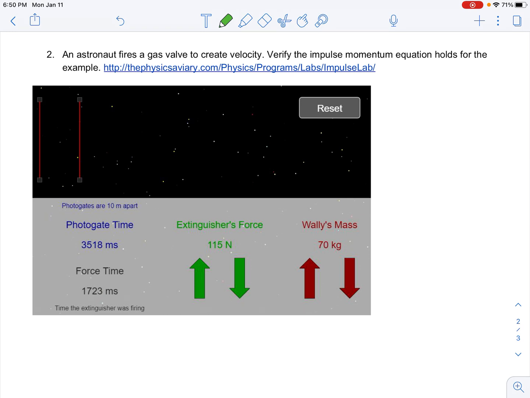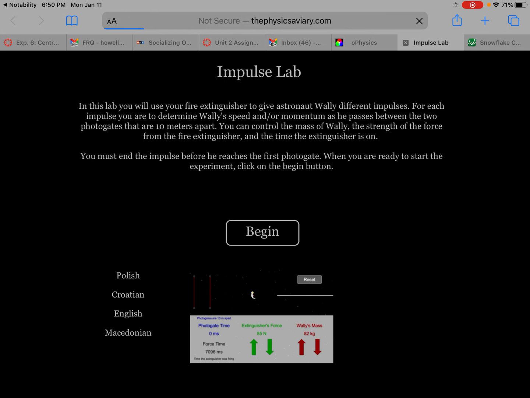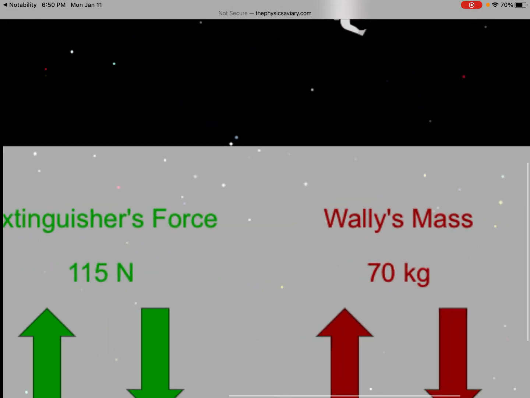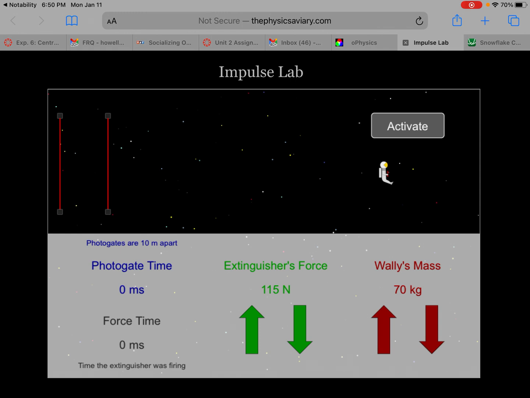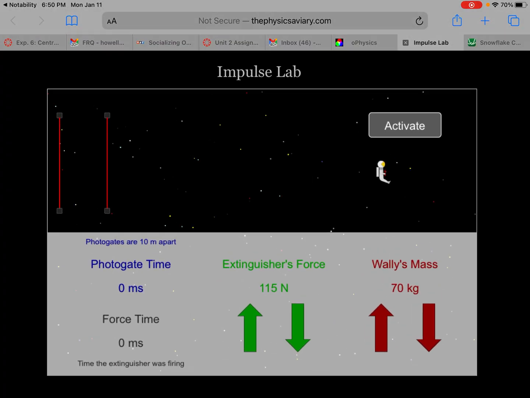Here's another example. I'm going to show you the demonstration first, and then we will do the problem. So here you're going to give your fire extinguisher to an astronaut, and the astronaut's going to use the fire extinguisher to move through space. So here the extinguisher has a force of 115 newtons, and Wally, the astronaut, has a mass of 70 kilograms, and we're going to activate and then deactivate this. You can see there's the astronaut holding a fire extinguisher. So we'll activate it, and you can see down in the lower left the amount of time. Now I'm going to shut it off. And the photo gate will tell me how long the astronaut took to go through the two photo gates. So let's do that again.